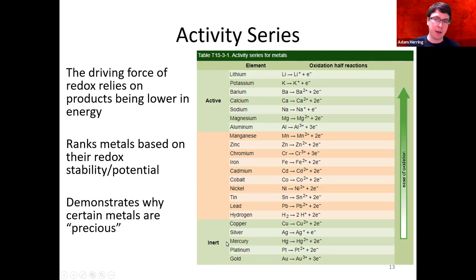And the activity series actually helps us to explain why certain metals are precious metals. So silver and platinum and gold are very expensive because they tend to be non-reactive. They stay in their elemental form, in their pure form, whereas other substances like aluminum and magnesium and calcium are highly reactive, and so you can't find these substances in their pure elemental form very often.